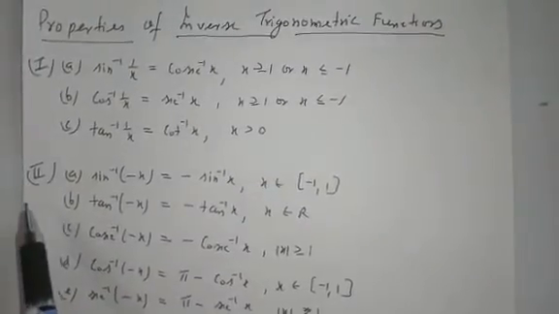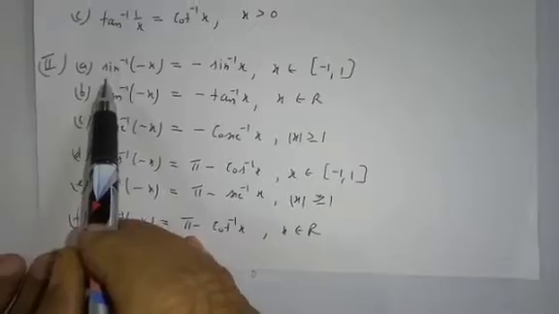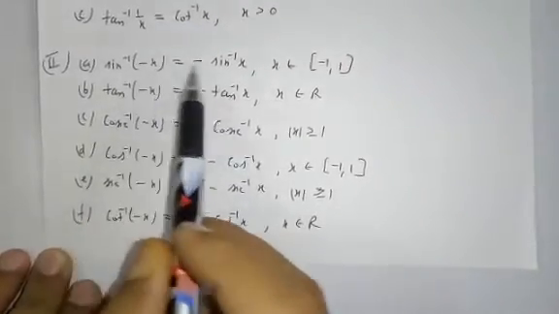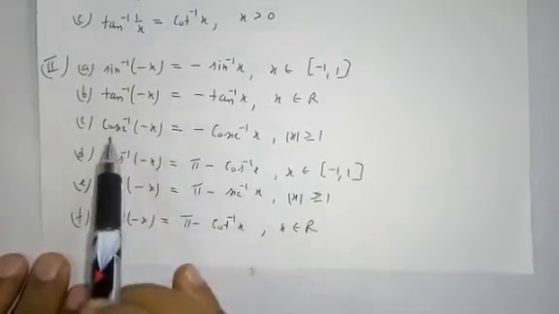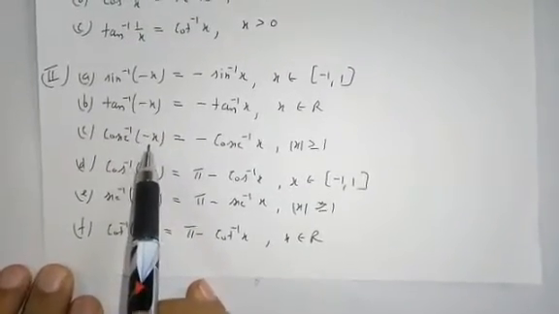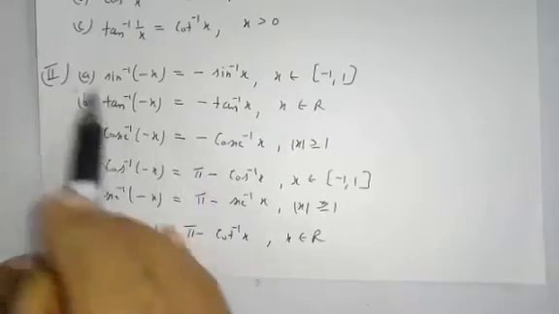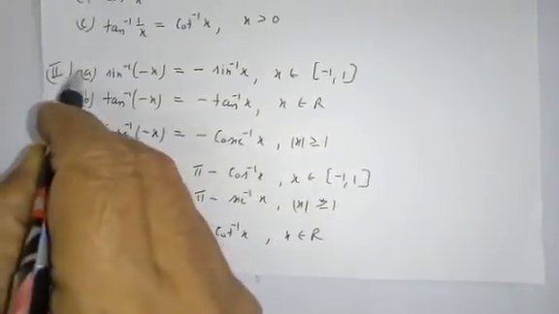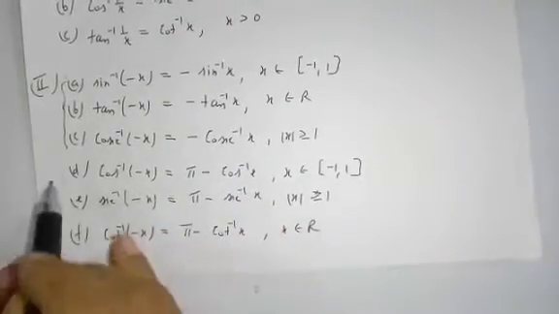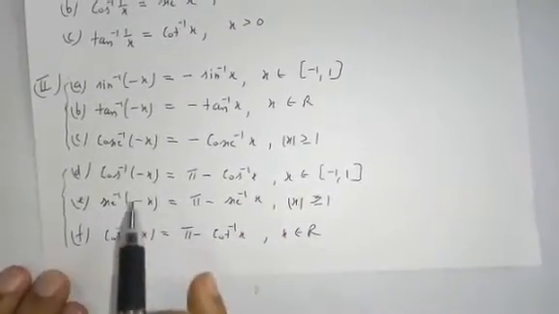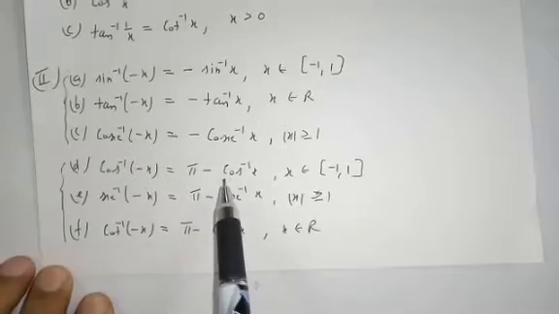Now second property: in case of sin inverse minus x, minus comes out. In case of tan inverse minus x, minus comes out. In case of cosec inverse minus x, minus comes out. Only in these three inverse trigonometric ratios does the minus come out, and in the remaining three trigonometric ratios, minus comes out with pi.